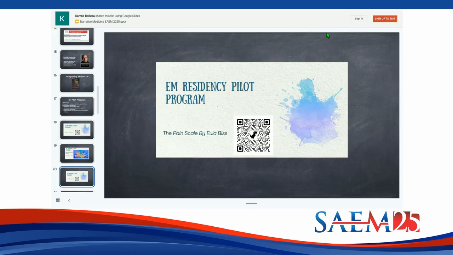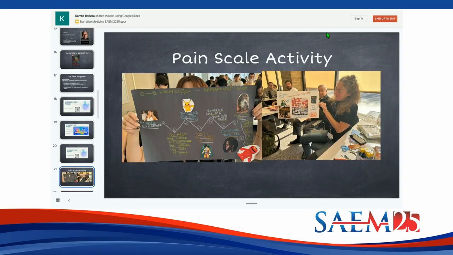So it was very interesting to have them read this and then follow it up with old magazines, scissors, markers, and construction paper, and they all constructed their own pain scale. We encouraged the faculty to take part as well, and it was just an incredible experience that everyone enjoyed.